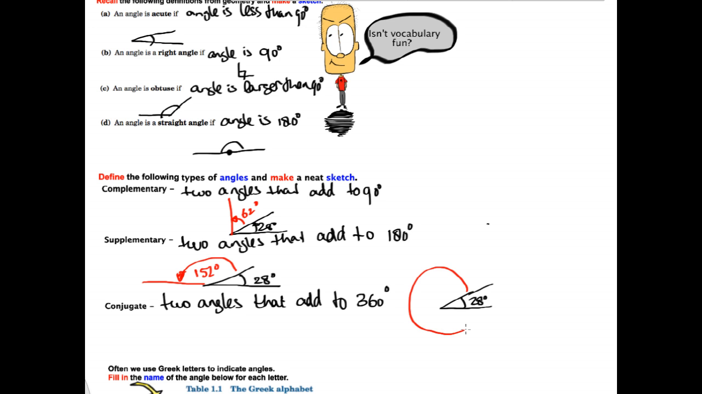And then a conjugate would be, and we don't use this one a whole lot, two angles that add to 360. And again, we'll start with our 28 degree angle here. And then the 360 angle will go all the way from here, all the way around. And then that would make this equal to 332 degrees.